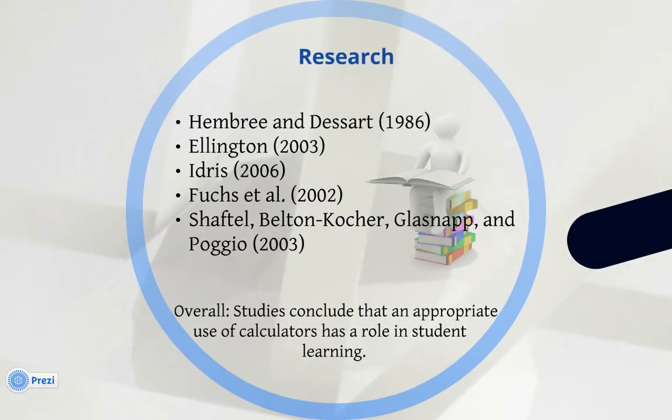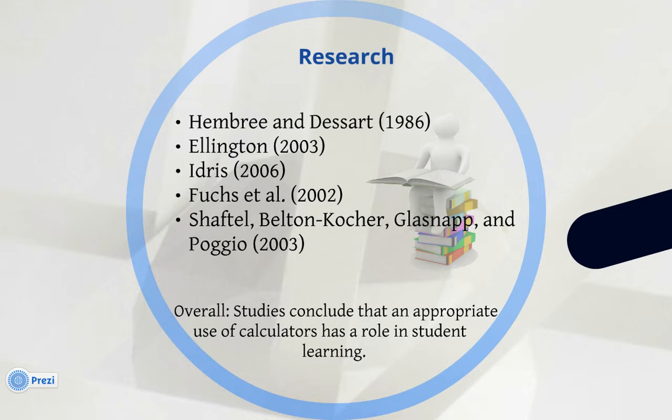Studies completed in the mid-1980s by Hembry and Desart concluded that there is an overall positive outcome with the use of calculators in kindergarten through grade 12 education. Research by Ellington and Erdős demonstrates that calculators have a role in decreasing anxiety, improving attitudes, and improving performance of students. Fuchs et al. examined the use of a calculator as an accommodation for 4th and 5th grade students with learning disabilities on curriculum-based measurements.